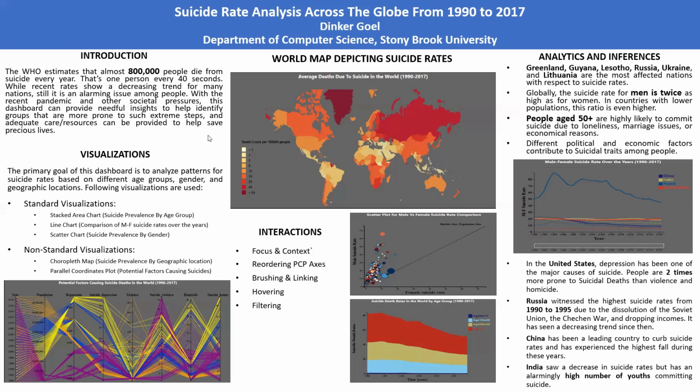First, I have done two types of visualizations. One is standard visualization, the other is non-standard visualization. In standard, I have done stacked area chart, line chart, scatter chart, and in non-standard, I have done choropleth map and parallel coordinate plot. So these are the interactions that I have implemented in this project, and these are the inferences and analytics that we will get from this project. So moving on to the dashboard.